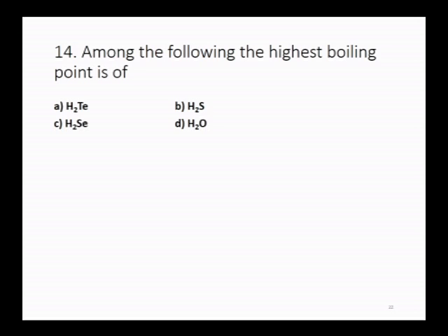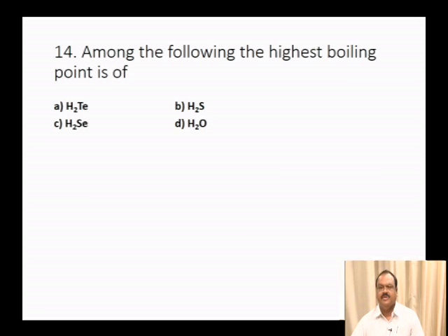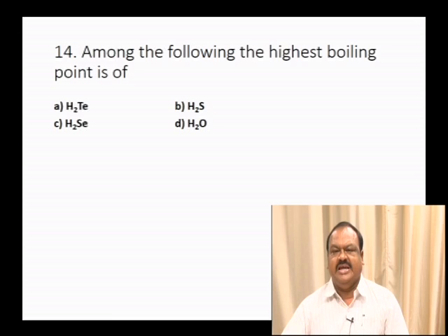Among the following, the highest boiling point is of H2Te, H2S, H2Se, H2O. In the case of H2O, due to the high dipole moment between oxygen and hydrogen and comparatively high electronegativity, compared to the remaining elements like sulphur, tellurium, selenium, water has the highest boiling point, 100 degrees centigrade at 1 atmosphere. So, the answer is D.